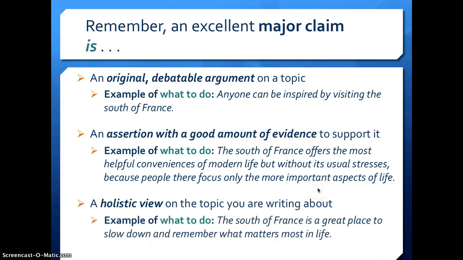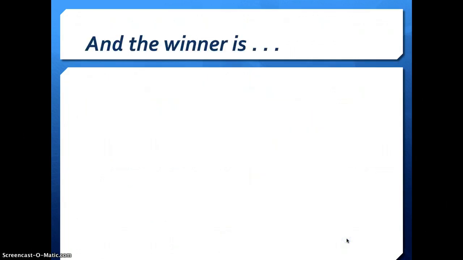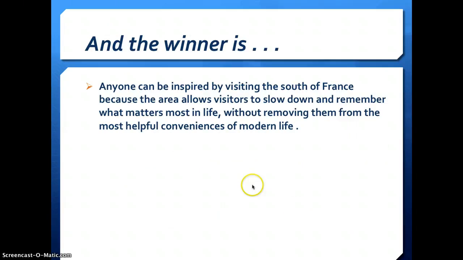So let me show you. Here's an example. The south of France is a great place to slow down and remember what matters most in life. That kind of combines all my individual reasons into one big idea, okay? Instead of listing out all those separate ideas, as one huge argument, we put it together in one idea. All right, so let's put it all together. Take a look at these and look how we can put it all together to make one amazing major claim. And the winner is, anyone can be inspired by visiting the south of France because the area allows visitors to slow down and remember what matters most in life without removing them from the most helpful conveniences of modern life.